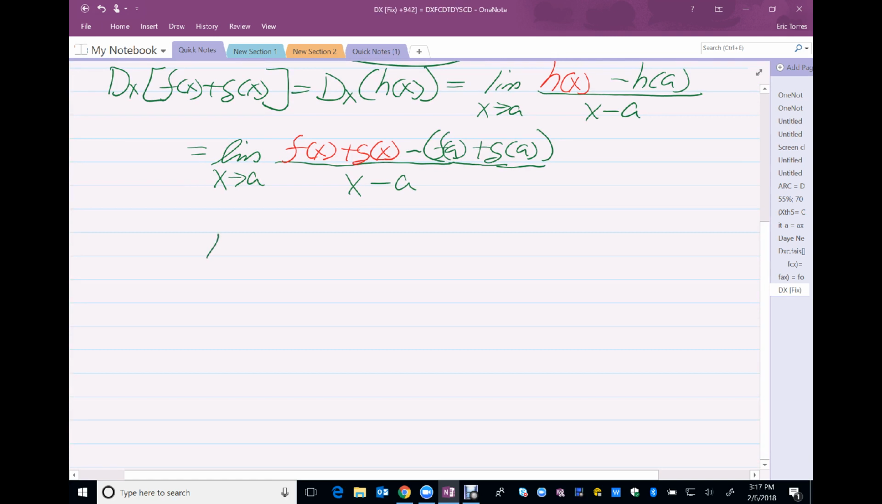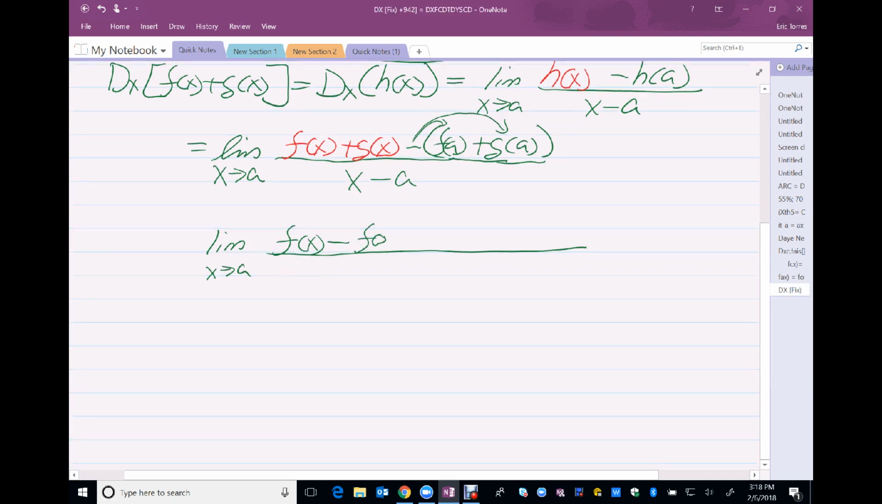So at this point I can do the distributive property on top, and that negative is going to go to both the f of a and the g of a. And I'm going to distribute that negative through and reorder my addition and subtraction to look like this. f of x minus f of a, plus the g of x minus g of a, all over x minus a.